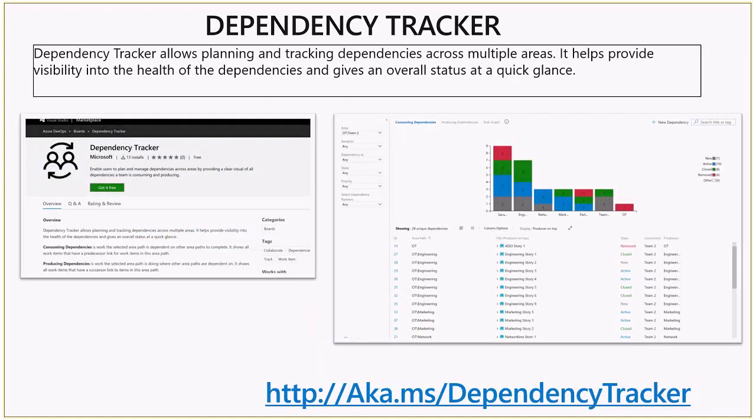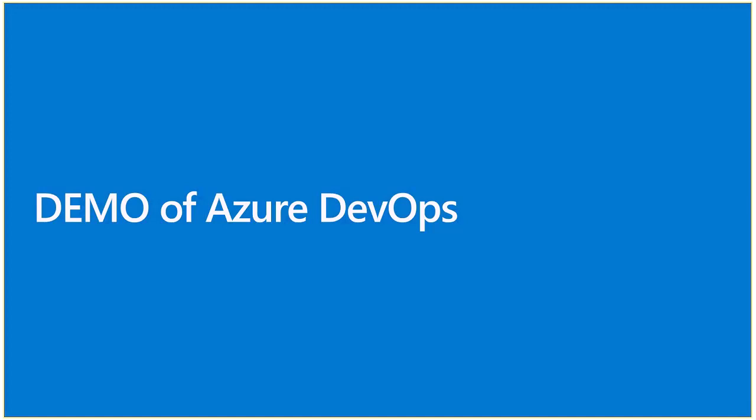The dependency tracker is what we talked about earlier as far as what code is needed across other teams. This is an extension you actually install into your instance to allow you to look at the different dependencies across the different teams and what's coming down the pipe and so forth. So that is the end of how Microsoft is using Azure DevOps for building Windows.